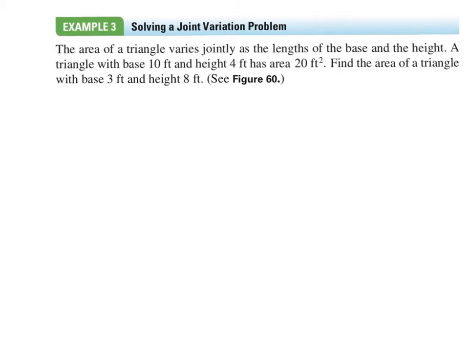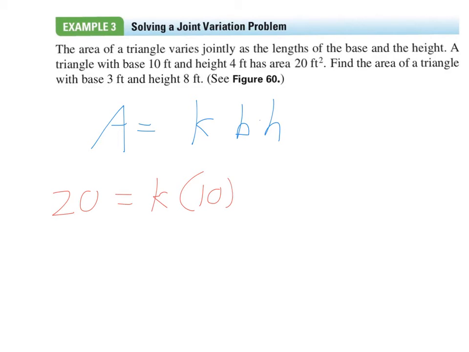So, we know the general equation, since it varies jointly, would be K times the base times the height, the constant of variation times the base times the height. That's what joint means: since it varies jointly, the area varies directly with both of them. So now let's plug in our values to find our constant. Our area is 20, equal to our constant K times our base of 10 and our height of 4. So that tells you 20 is equal to 40K, which means our K is equal to 1/2.